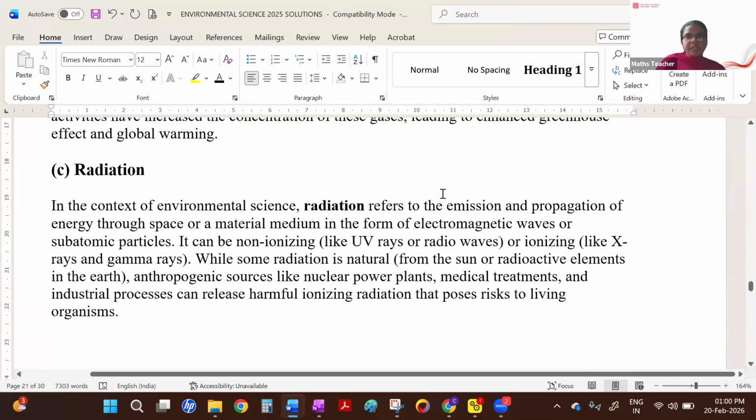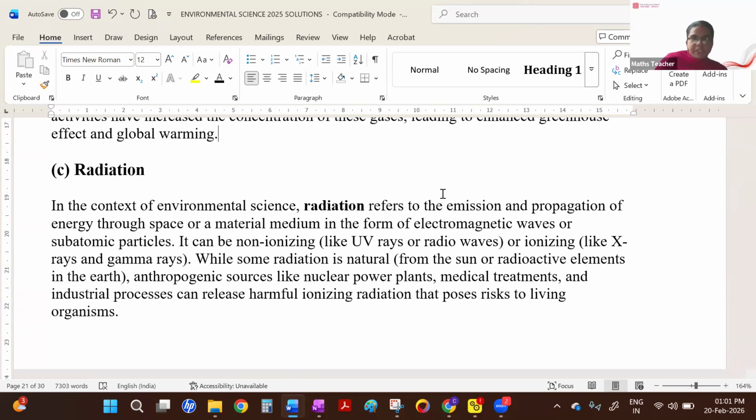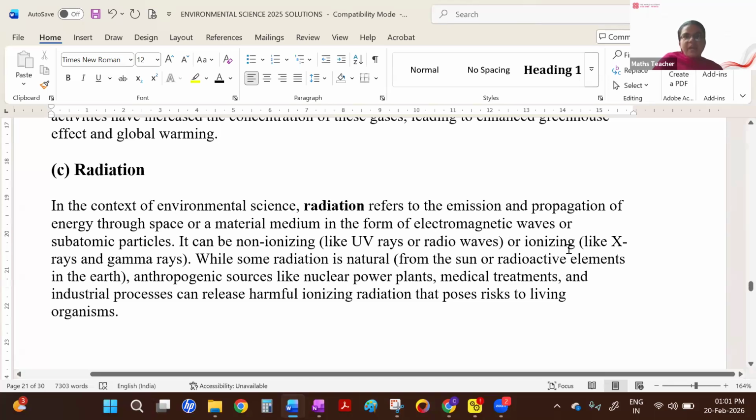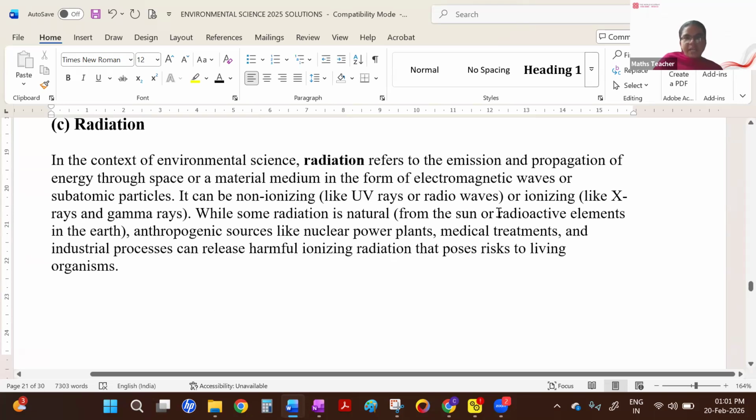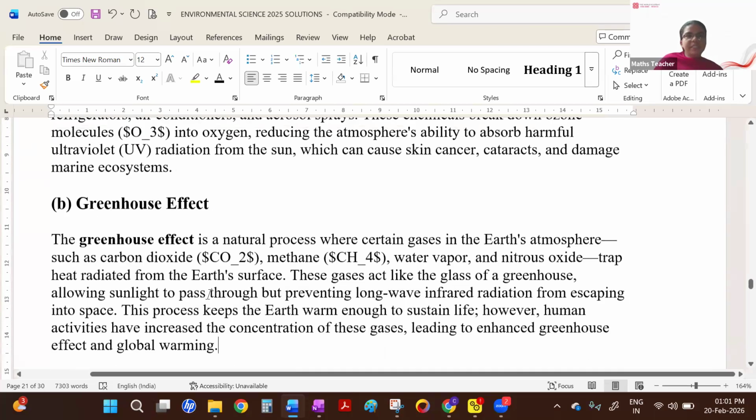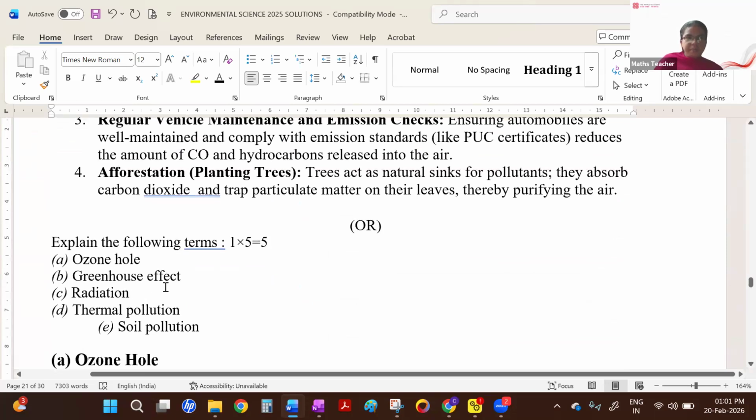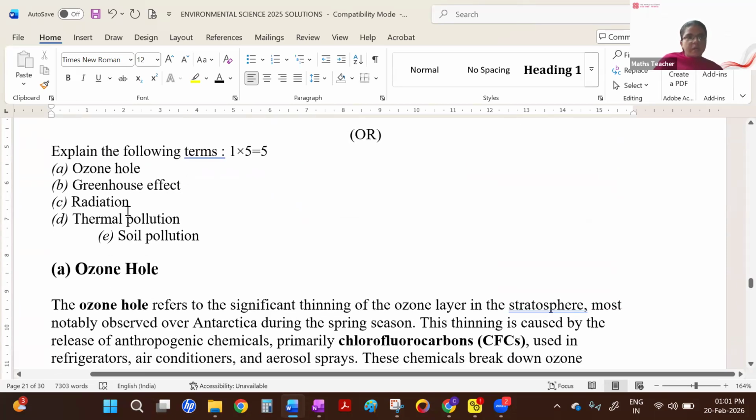And the next one is radiation. What is radiation? The emission and propagation of energy through space. Sometimes it is non-ionizing, like UV rays or radio waves. Sometimes it is ionizing, like X-rays and gamma rays. Some radiations are natural, for example the sun's radiation. We also have other radiations, like nuclear power plants, medical treatments, and industrial processes. All of these are the different factors.